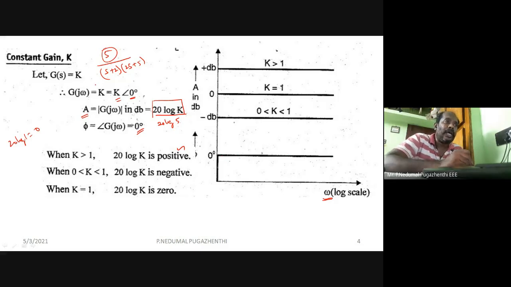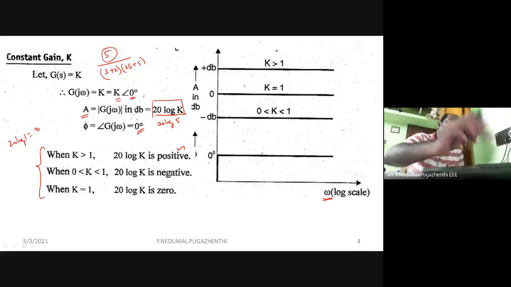So if you have a constant gain value, then the magnitude varies depending upon k, whether k is greater than 1, lies between 0 and 1, or is equal to 1. These three cases. Accordingly, your plot will be lying there. If one of your factors is a constant gain, this is how you have to calculate your magnitude and phase, right?